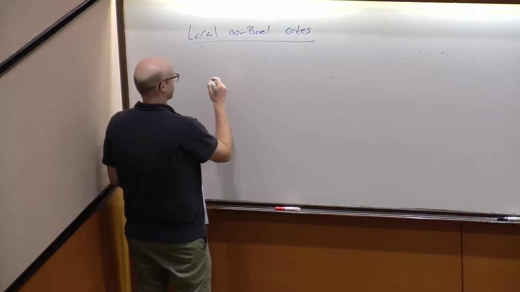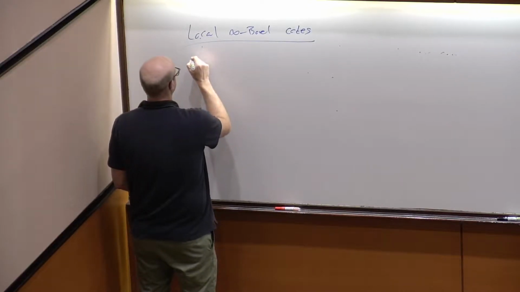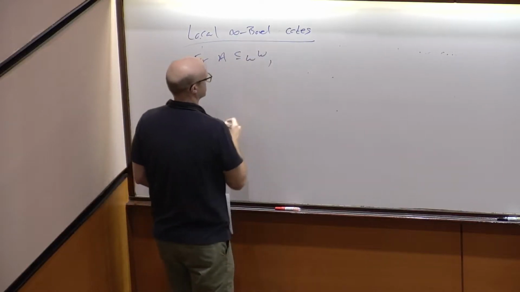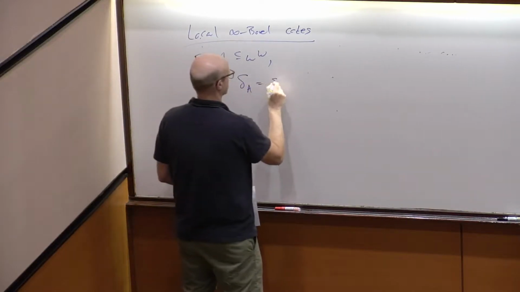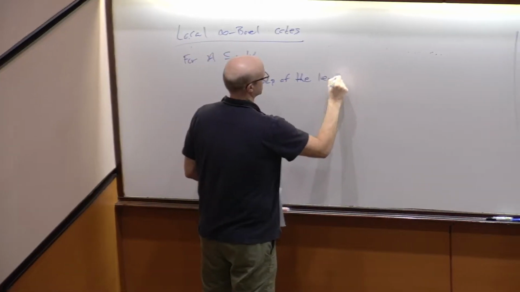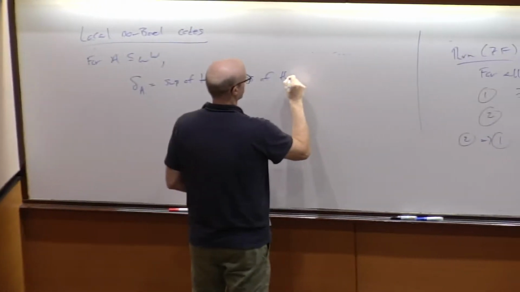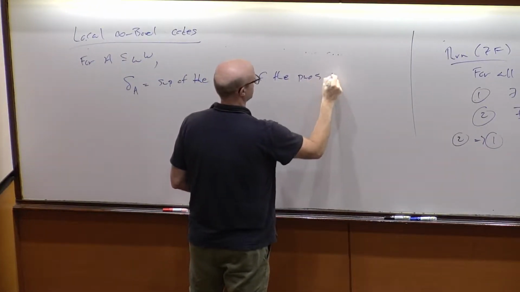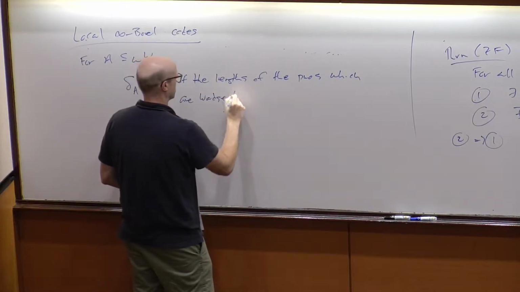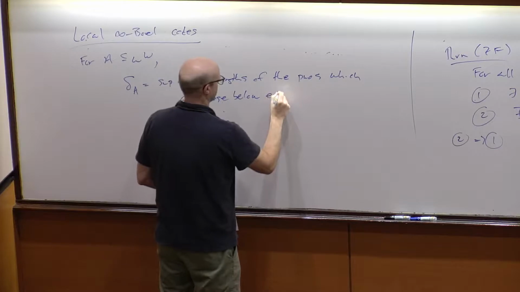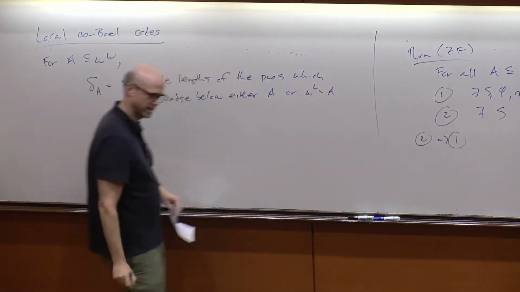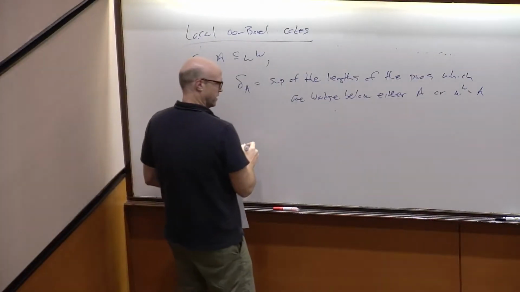So I'll tell you the theorem eventually after I define a bunch of stuff. So first of all, for A contained in the Baire space, I'm going to let delta A be the supremum of the lengths of the prewellorderings which are Wadge below either A or its complement. I don't know if that's a standard term, it's probably not.